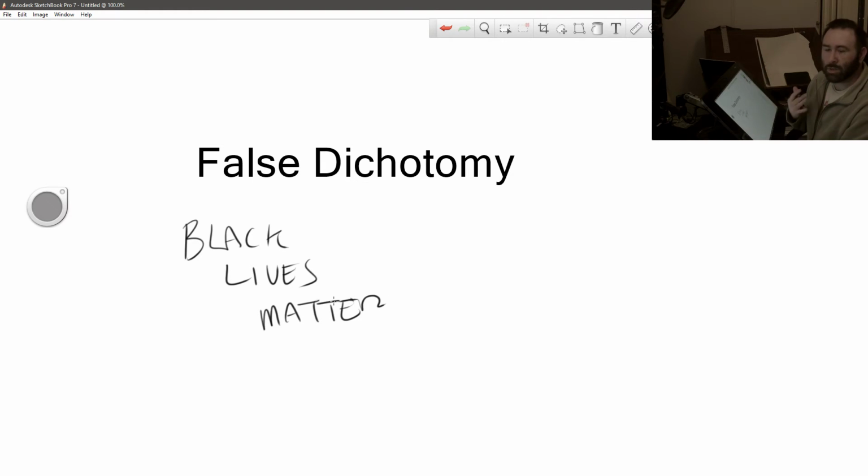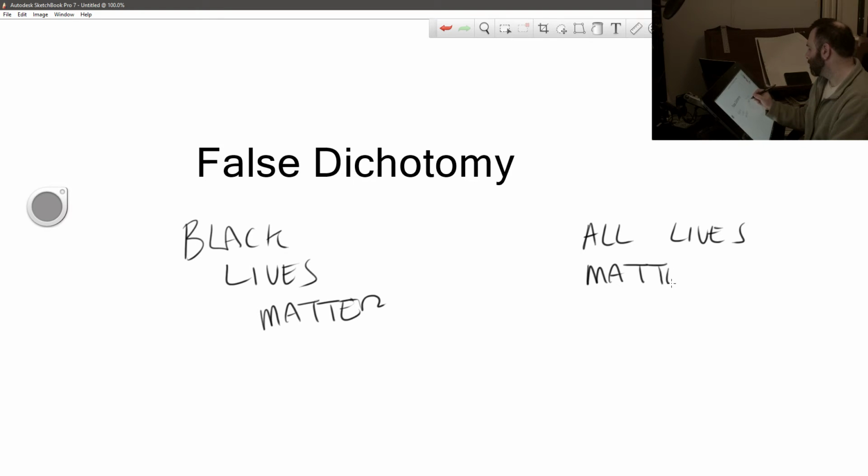And this is almost a better example of a dichotomy because the messaging was clear. Black Lives Matter is a very clear statement. And the idea was that the other side, the opposition, the right, typically would reply with "all lives matter," or "blue lives matter." Either one.